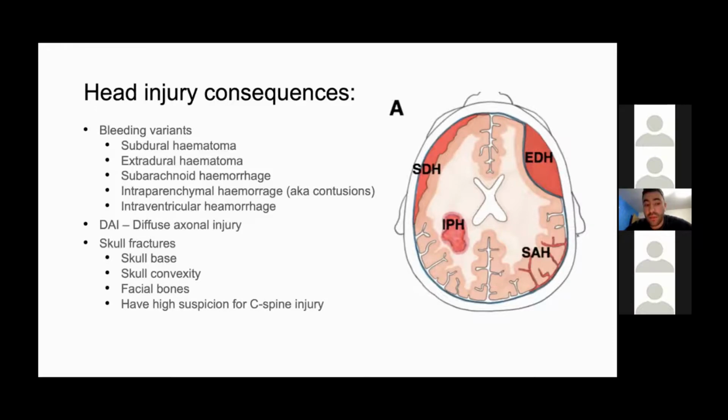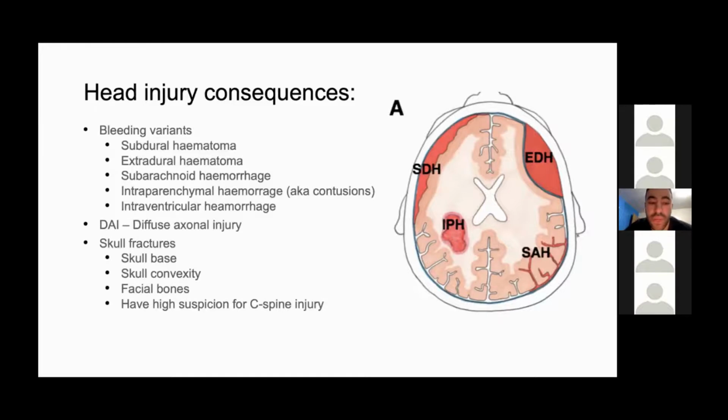So subdurals and extradurals we've been through. You can get subarachnoid hemorrhages, which are a bit more subtle. The blood essentially follows the sulcal patterns. And you can get intraparenchymal hemorrhage, so you get actual hyperdensities within the brain matter itself, and you can get intraventricular hemorrhage.